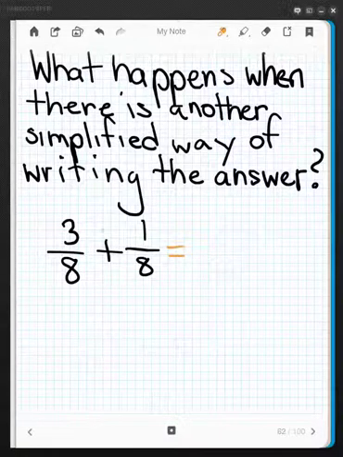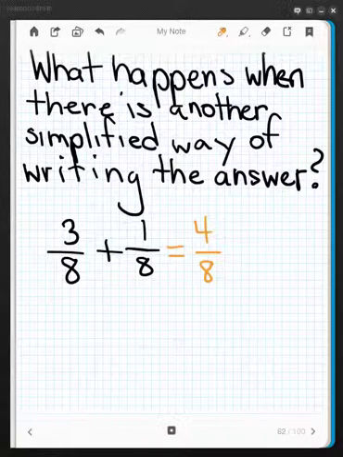So we first of all would add the numerators, 3 plus 1, which is 4. We will carry along the common denominator of 8. 4/8 is not a simplified fraction, or a fraction that is in lowest terms. It has a common factor in 4 and 8.